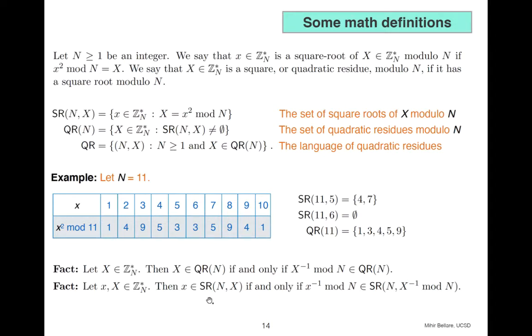Also, similarly, if little x is a square root of big X, then the inverse of little x is a square root of the inverse of big X. Now again, these are kind of obvious if you think about normal arithmetic, and the facts are saying they transfer to modular.